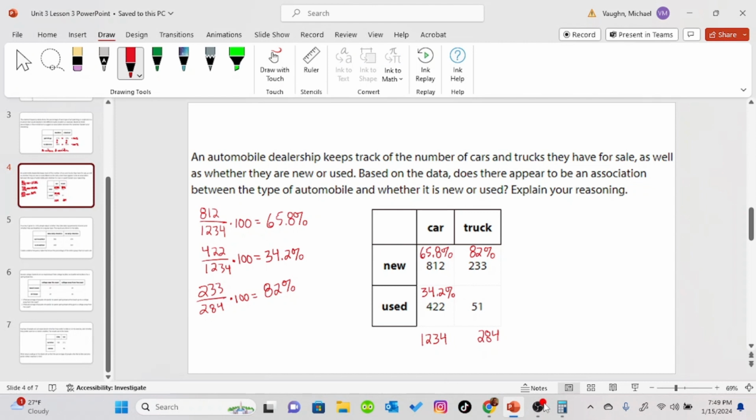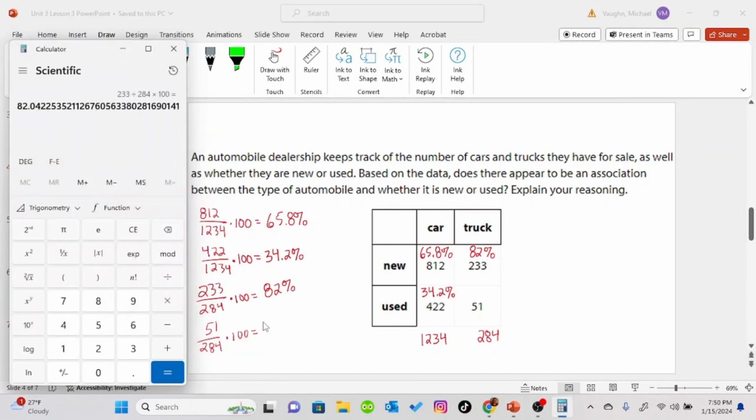Now we look at the percentage of trucks that are used. We divide 51 by 284 and we multiply by 100, which is approximately 18%.